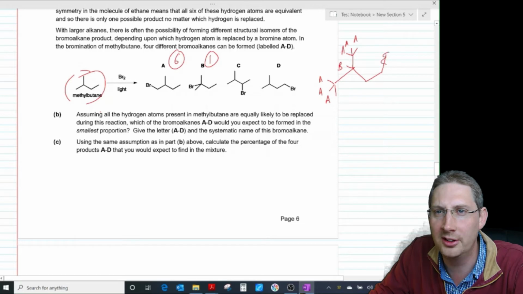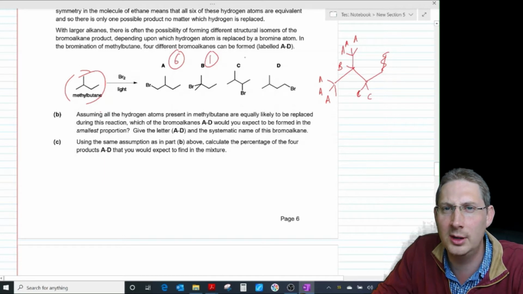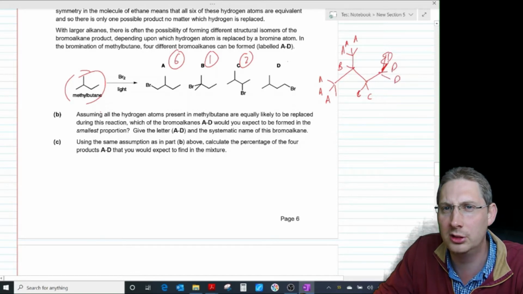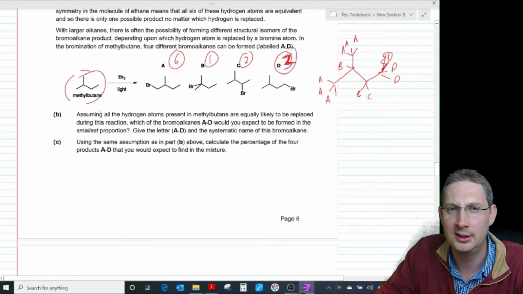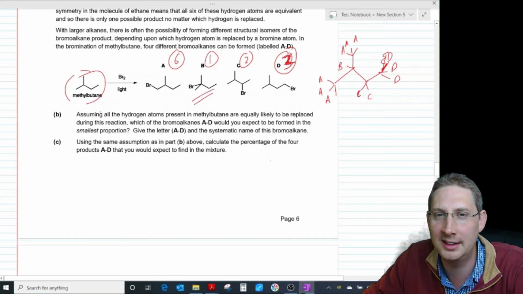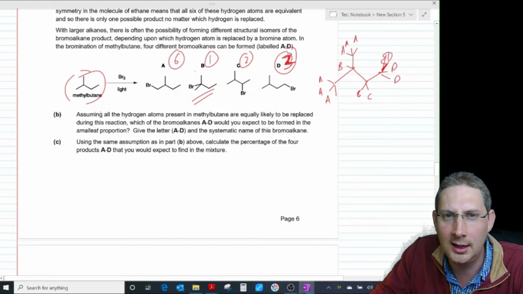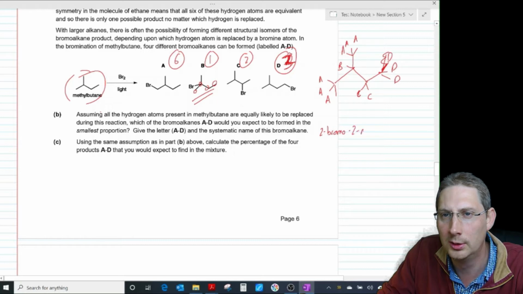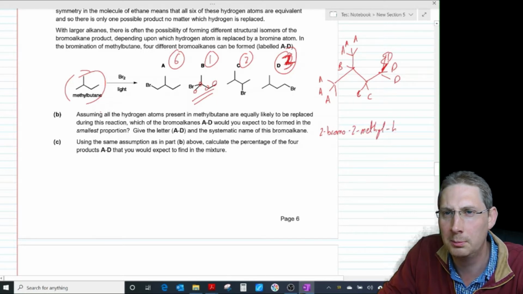There's only one hydrogen which would lead to B, so there's only one way we would do that. For this one, there's 2 ways, so C, and there's D. Any of those could be replaced, so there are 3 ways to get that. So the one that we get in the smallest proportion would be B, and we've got to give the systematic name of this bromoalkane. Well, it's based on 1, 2, 3, 4, so it's based on butane, so I expect it is 2-bromo-2-methylbutane.